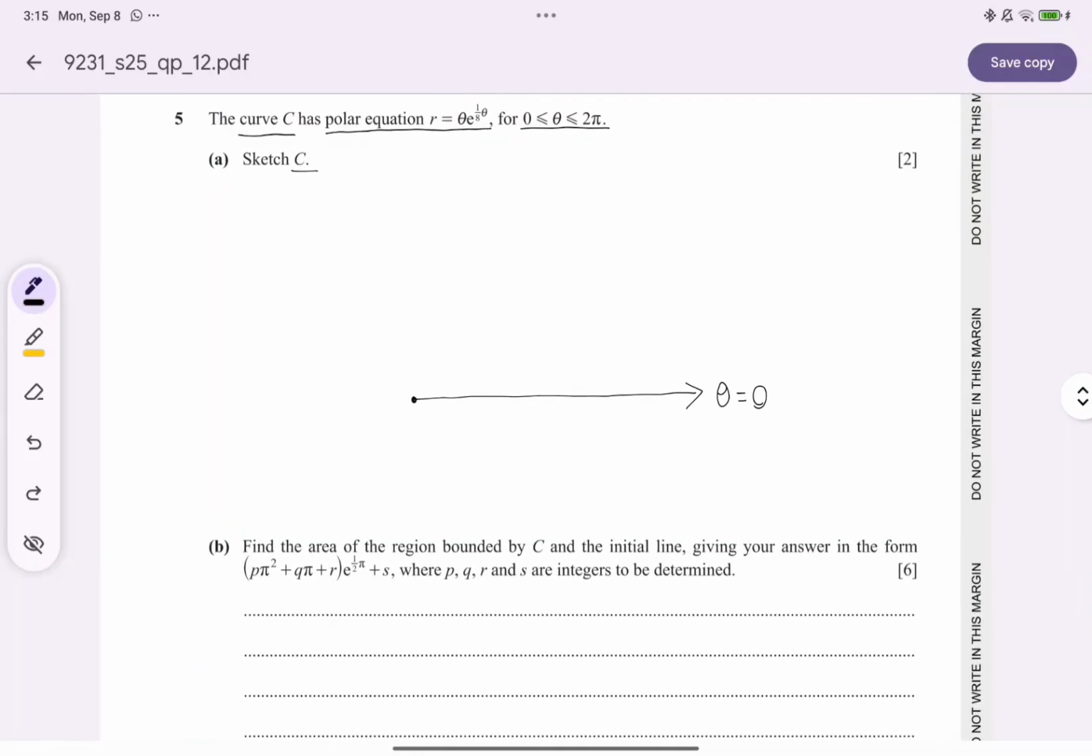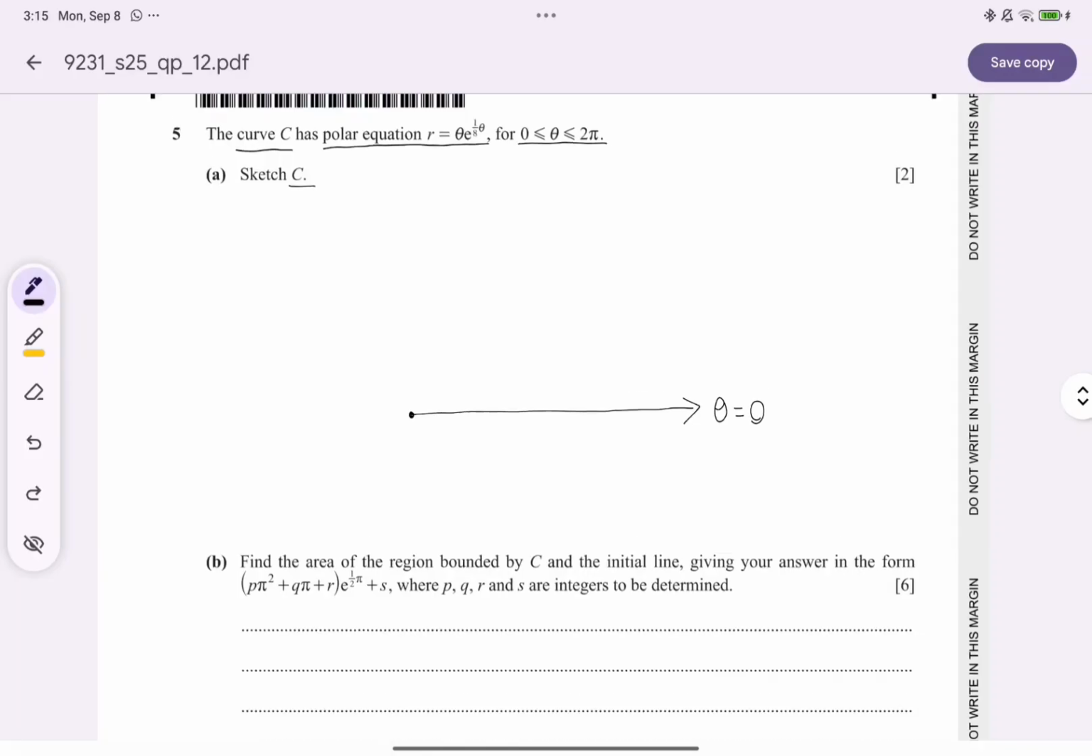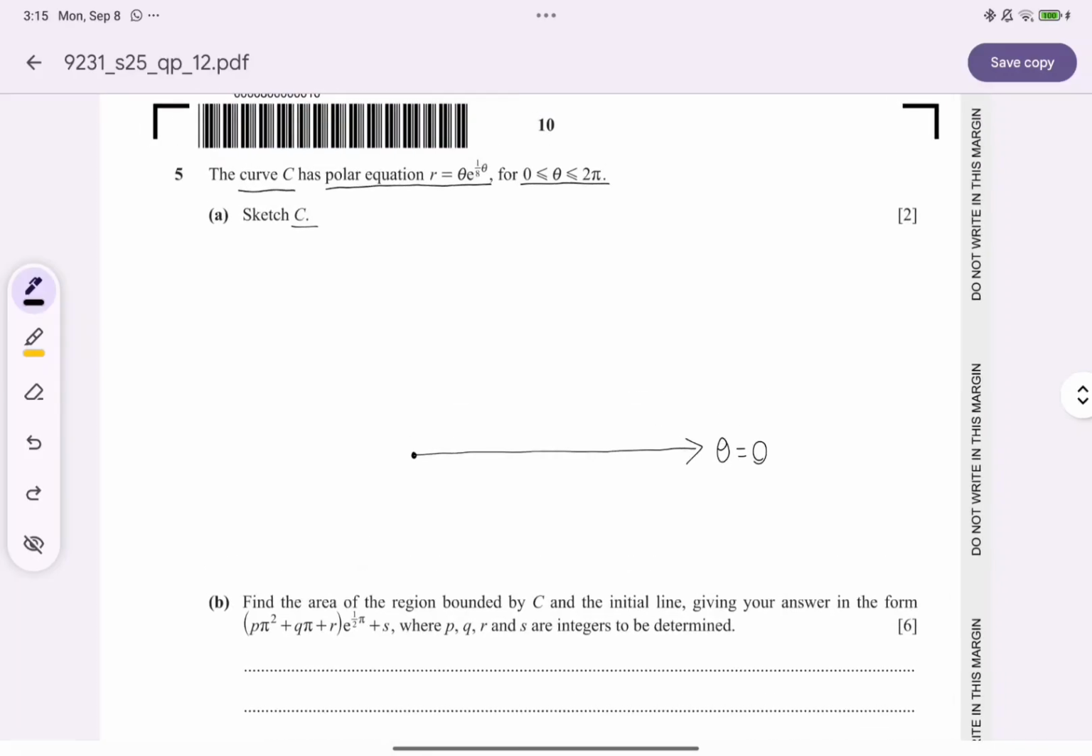So, to do this, we have to substitute values of theta to find the corresponding values of r. Substituting 0, you will get r equals 0, so it would just be here.